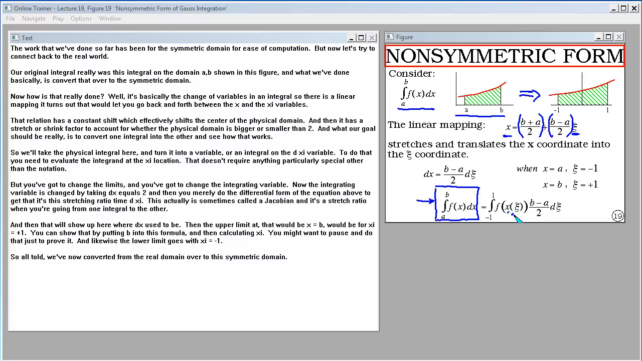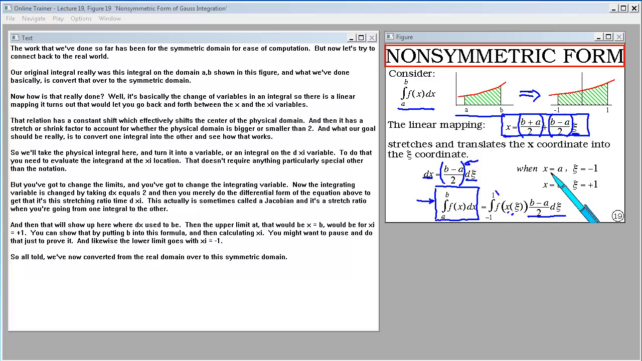But you've got to change the limits, and you've got to change the integrating variable. Now, the integrating variable is changed by taking dx equals 2, and then you merely do the differential form of the equation above to get that it's this stretching ratio times dc. This actually is sometimes called a Jacobian. It's a stretch ratio when you're going from one integral to the other. And then that will show up here where dx used to be.